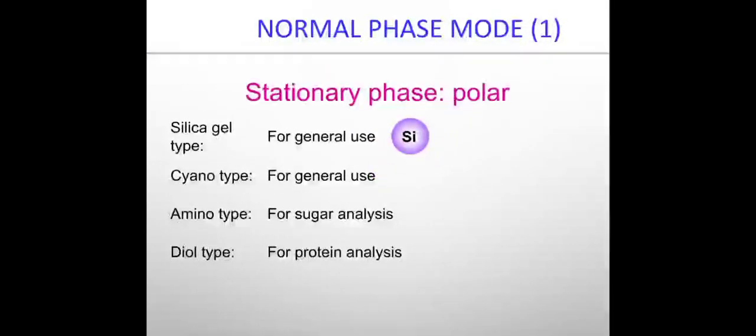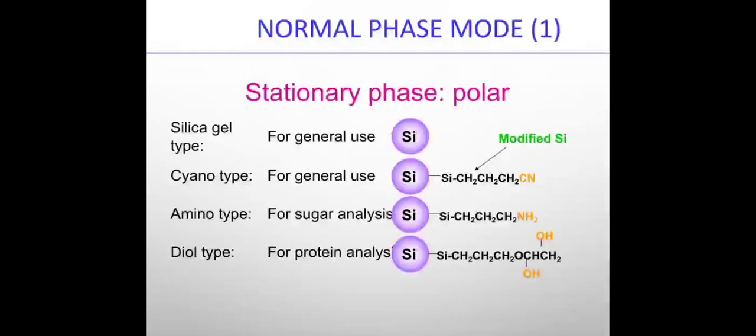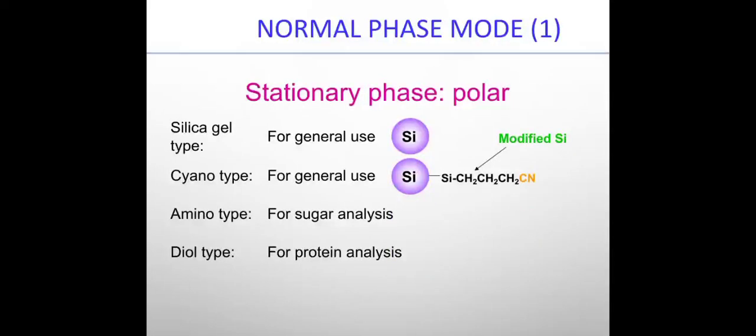Now we want to learn the normal phase mode. What is meant by normal phase mode? In this normal phase mode, the stationary phase is polar in nature. That means the stationary phase we are using is polar in nature. Generally we are using silica gel. Silica gel is used for general purpose.